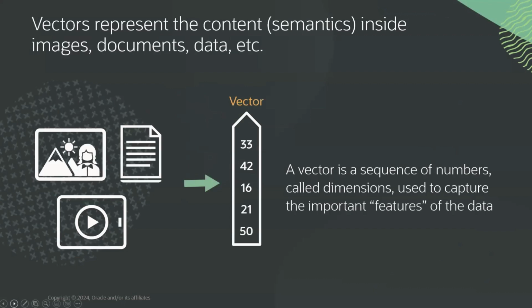But a vector is simply a numeric representation of your data. That data can be in the form of a document or text. It could be an image. But what a vectorization or embedding is, is a sequence of numbers stored in dimensions that represents your data stored in the Oracle database.